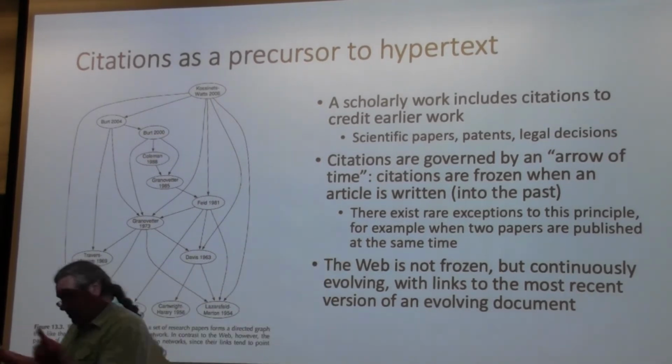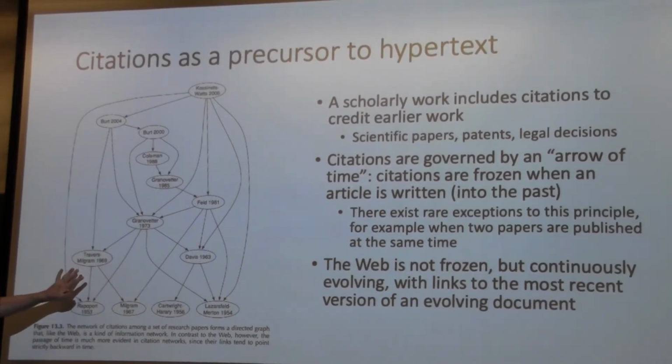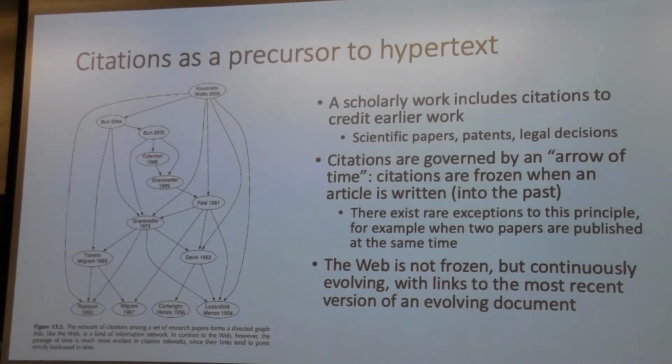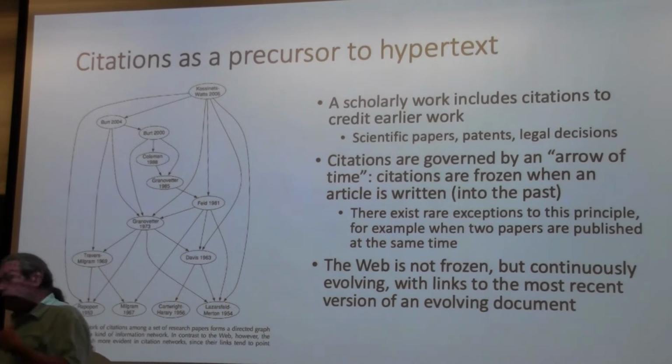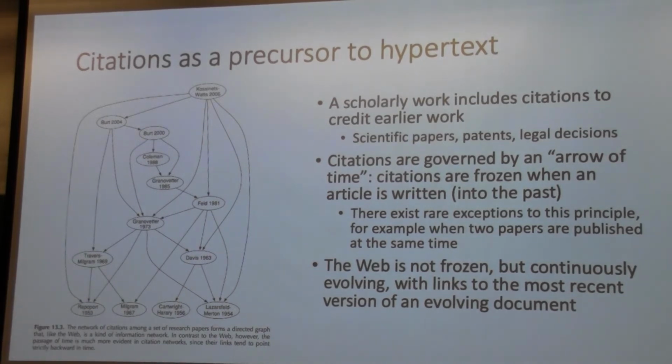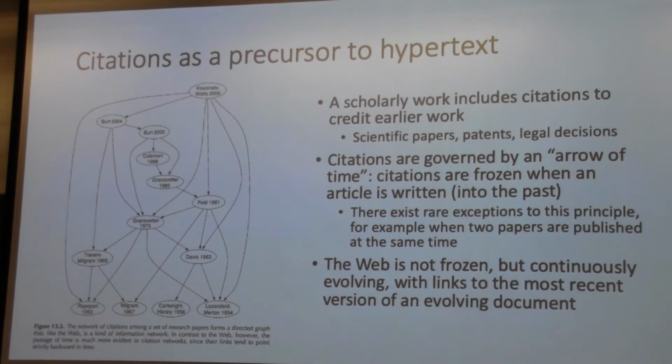Two papers published at the same time can reference each other, right? Also, this is a fixed graph, which is always growing, whereas the web is not fixed, but is actually changing. Pages can disappear or change. Okay? And this kind of graph has existed for a long, long time. That's one example.